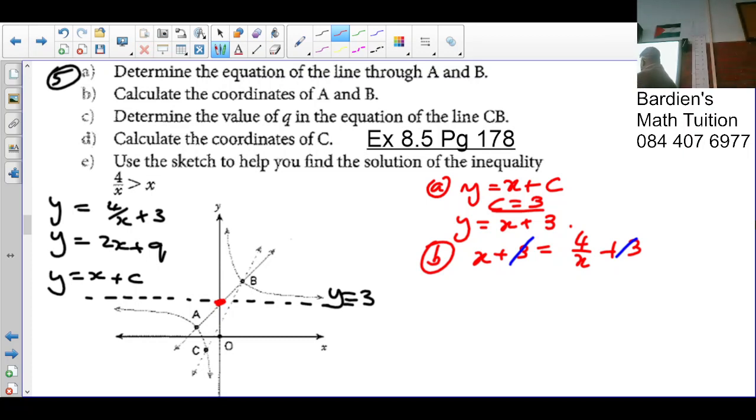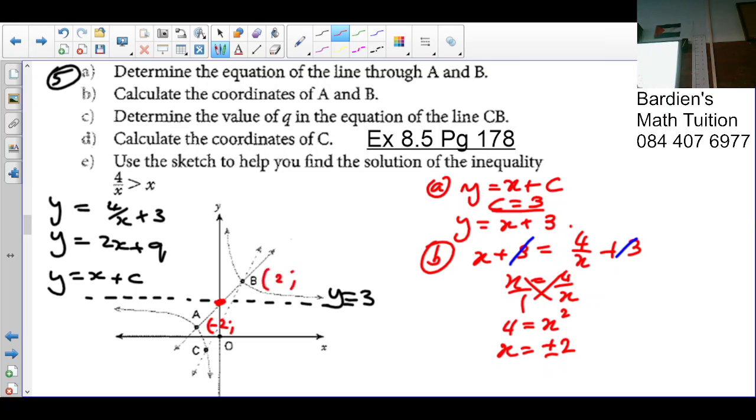Okay. So what do I do then? What do I do? Cross multiply. So 4 is equal to x squared. You say, hang on. How do I get x on its own? Square root. If I introduce square root, plus minus. So here is going to be minus 2 and 2. How do we get the corresponding y value? Substitute this either into the straight line or the hyperbola graph. Okay, with the straight line.